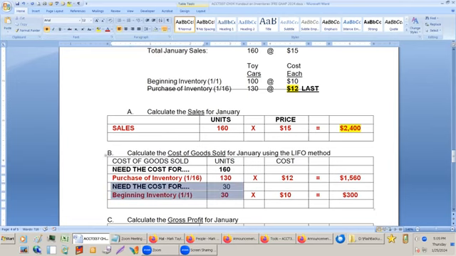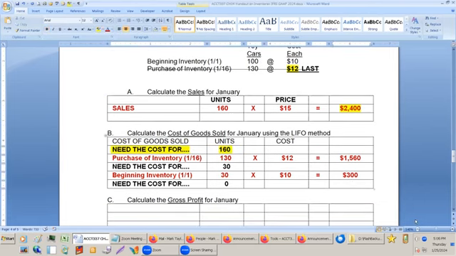And again, after this, you don't need to put this in. I don't know why I do it, but we got all the costs we need. We sold 160 units. We found the cost of 160 units. And so that came out to 1860.